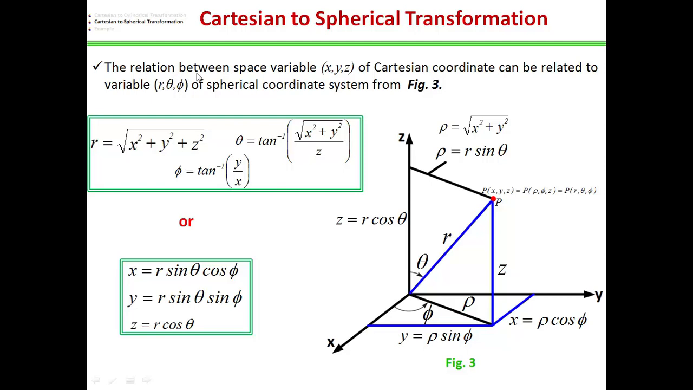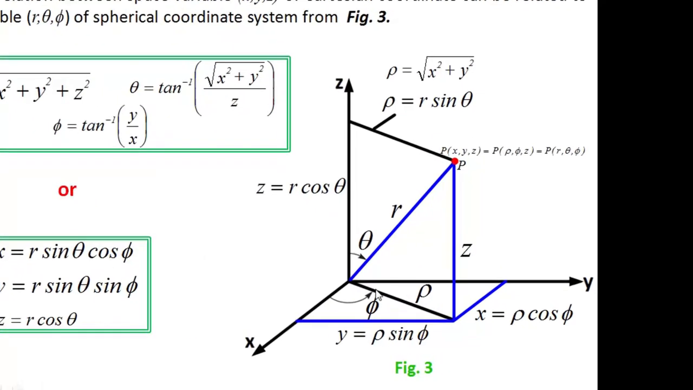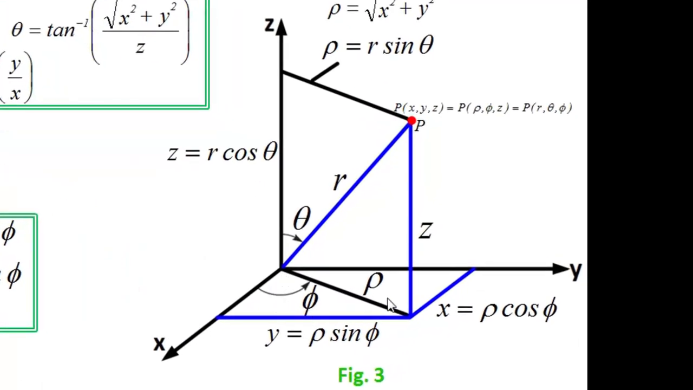Next is the conversion from Cartesian to spherical coordinate system. In this, we will find the relation between the space variables x, y, z of the Cartesian coordinate system and the space variables r, theta, phi of the spherical coordinate system. From figure 3, you can understand. Earlier we broke the component of rho along the x and y direction. The x direction component is rho cos phi and the y direction component is rho sin phi. Now in the spherical coordinate system, two more parameters come into the picture, that is r and theta. R is the radius and theta is the elevation angle, or the angle from the z axis.